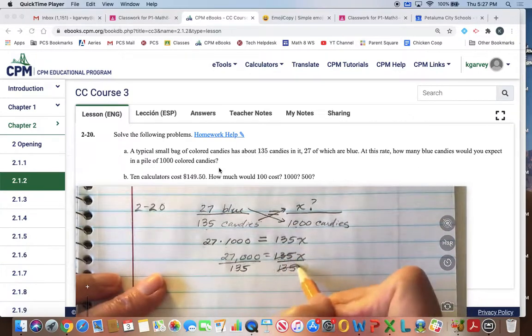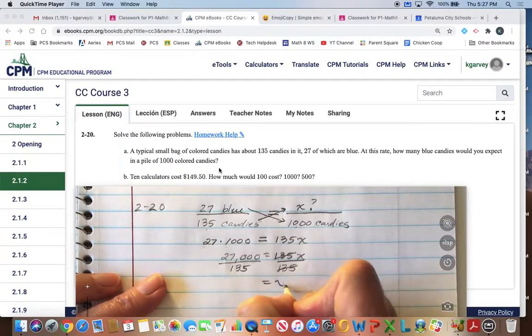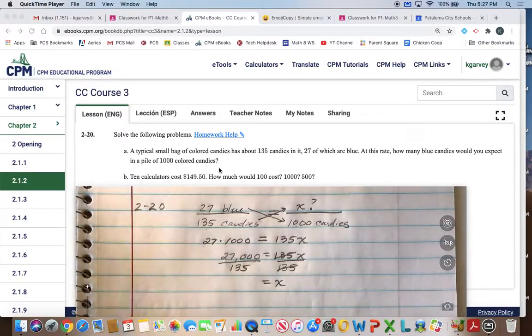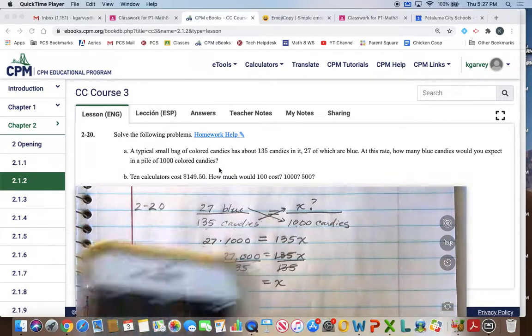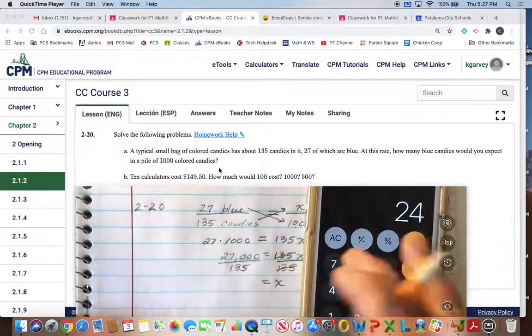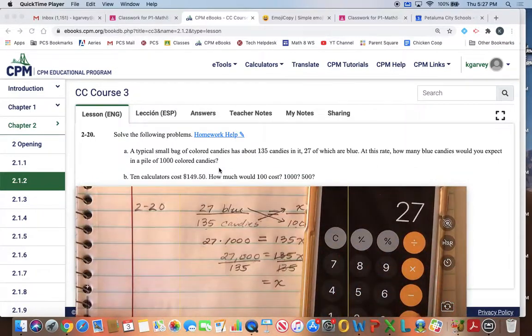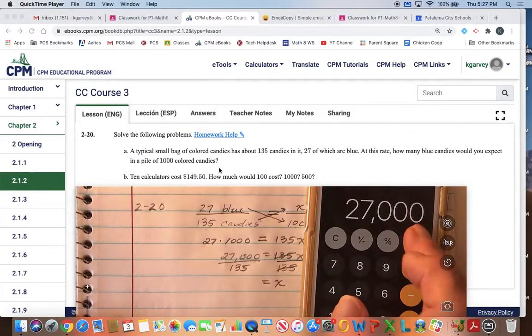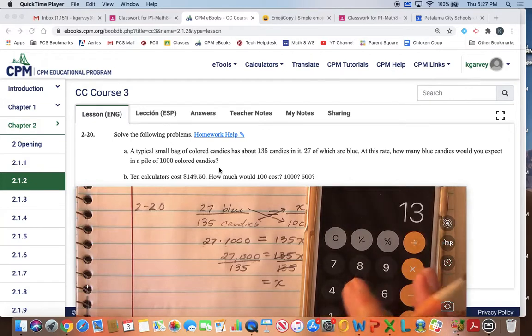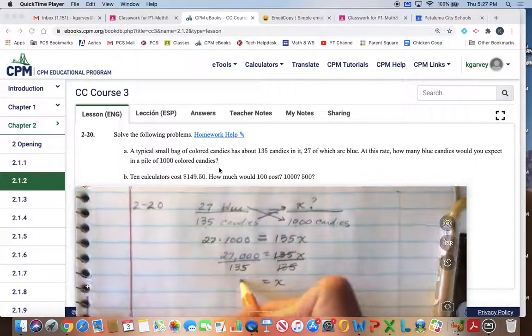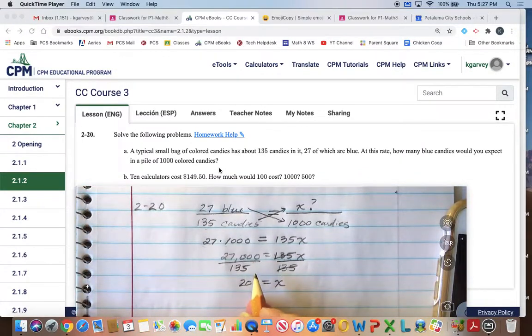And this cancels out, so on this side, it's just x. But on this side, we're dividing 27,000 by 135. So I'm going to do that with a calculator. Okay, so 27,000 divided by 135 is equal to 200. All right, so x is equal to 200.